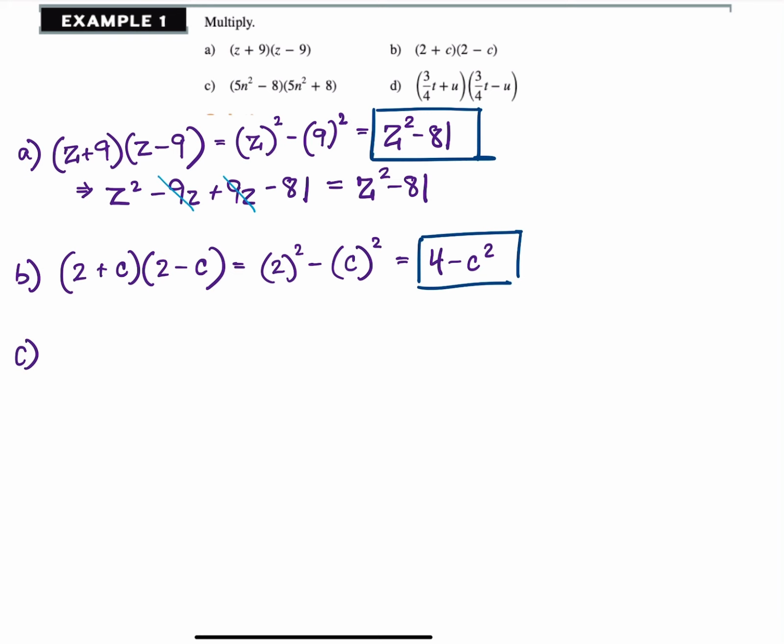Part C, it's a little more complicated now. So we have 5n squared minus 8 times 5n squared plus 8. So the pattern will be the same. We just have a term that's a little bit more complicated for our a term. Our a term is this entire term here, the 5n squared. So that whole thing, in parentheses, 5n squared, will be squared. That's our a squared, minus b squared. Our b term is 8.